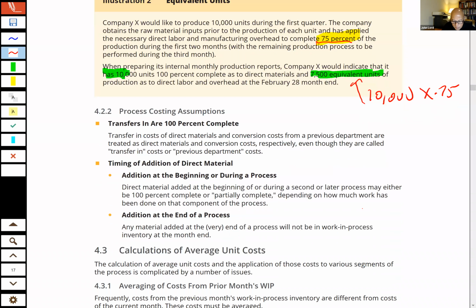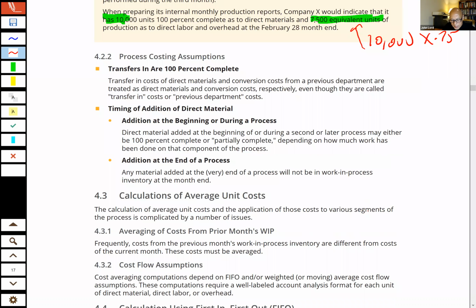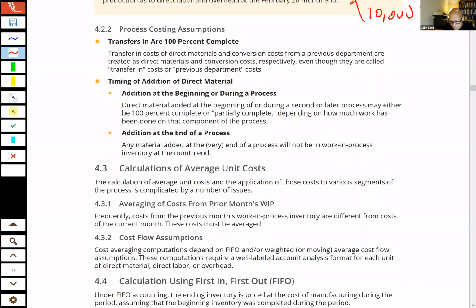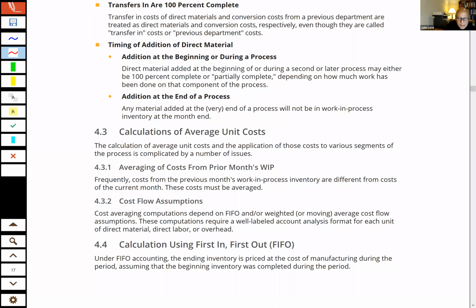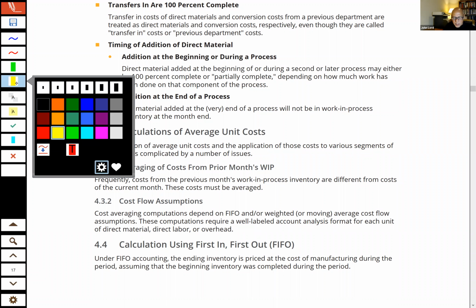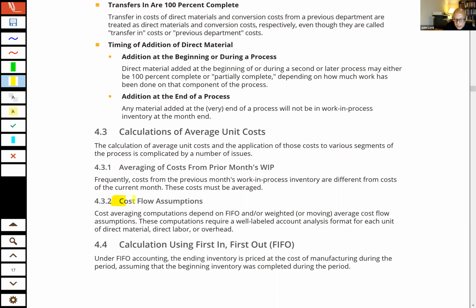What makes this, and admittedly I'm going to say it is a little bit, I wouldn't say it's hard, it's just cumbersome, is the way you have to go through these different cost flow assumptions: weighted average or FIFO. And what I find more difficult is keeping them both in my mind at the same time. It seems like every time I use one, I forget how to use the other. Then when I use the other, I forget how to use the first one.